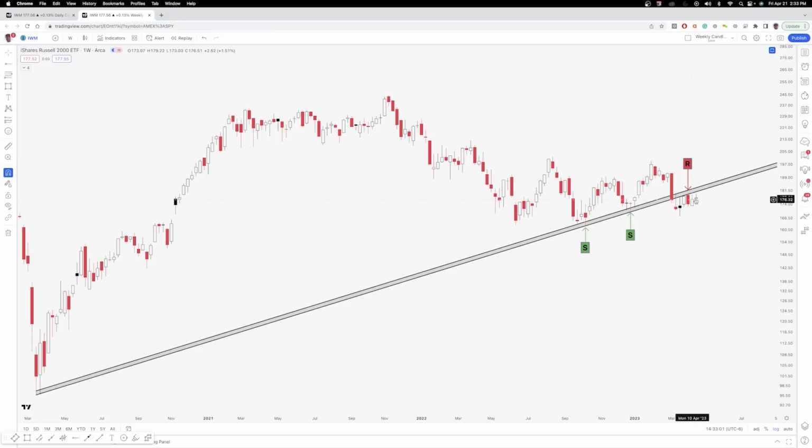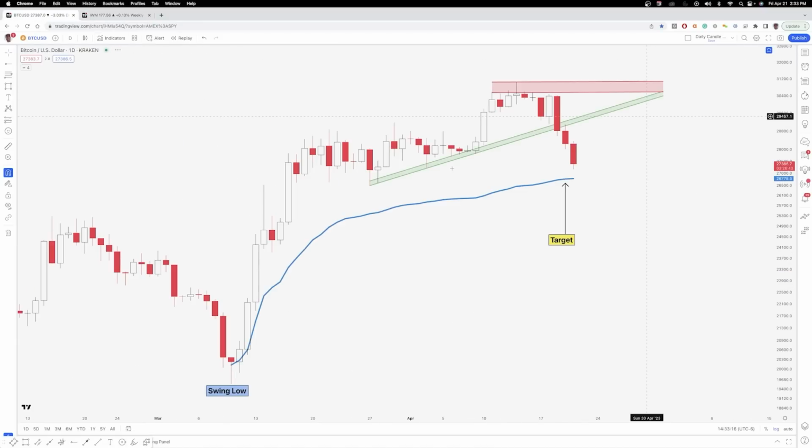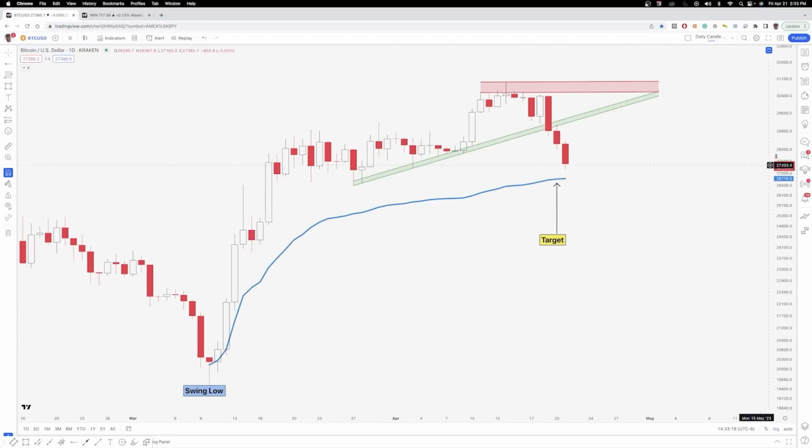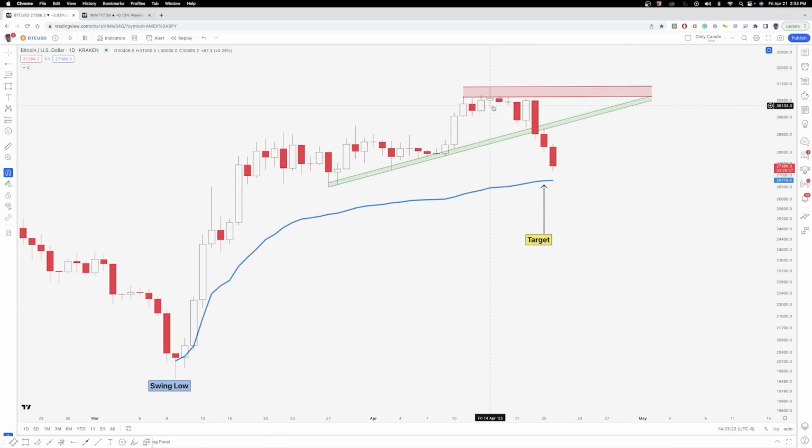Price action will determine that, but we'd really want to see a close above, at least next week, right around 183.50, which is the top of this zone, to invalidate this setup. But for now, bear flag, SR flip, definitely a reason for caution on the small caps and for the whole market in general. Now, going into crypto, we did have an ascending triangle here.